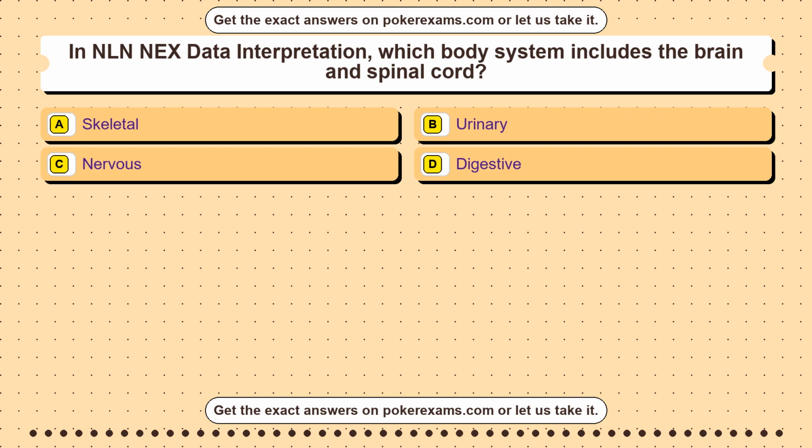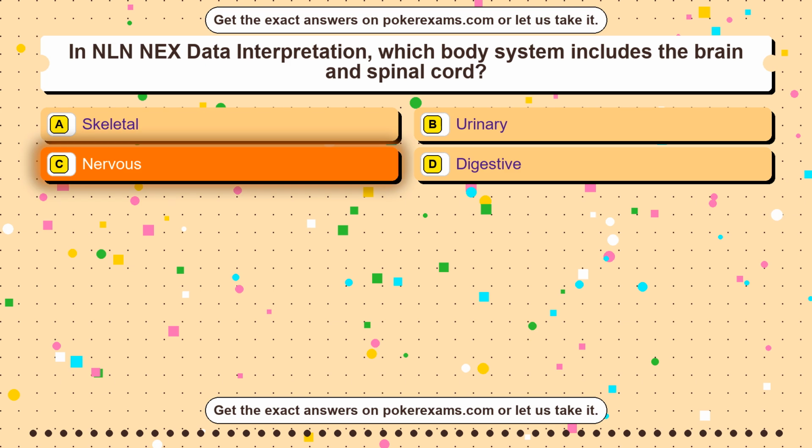Question 43. In NLN NEX Data Interpretation, which body system includes the brain and spinal cord? Option A, skeletal. Option B, urinary. Option C, nervous. Option D, digestive. The correct answer is option C.